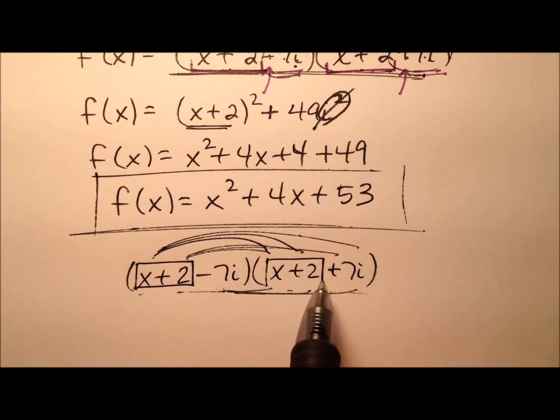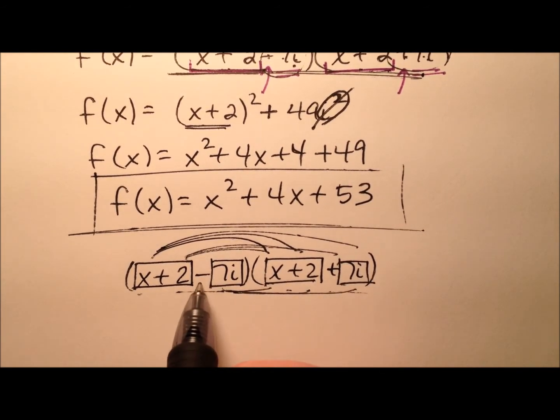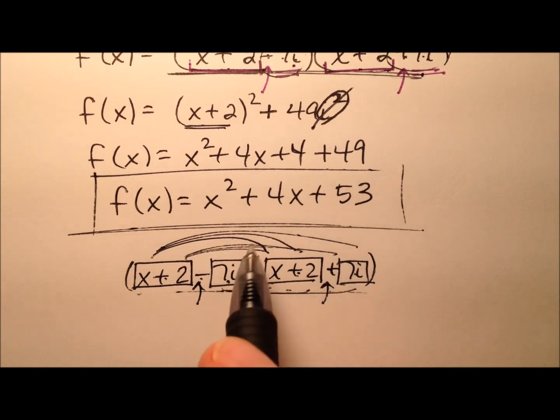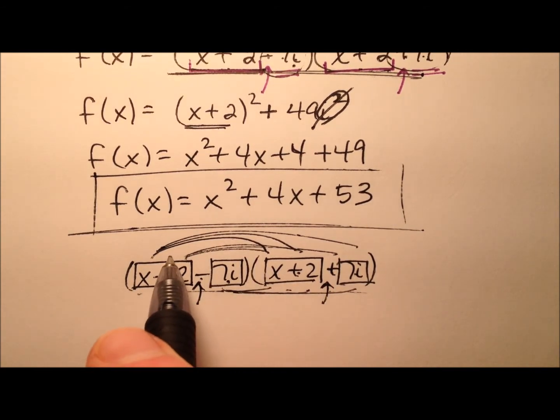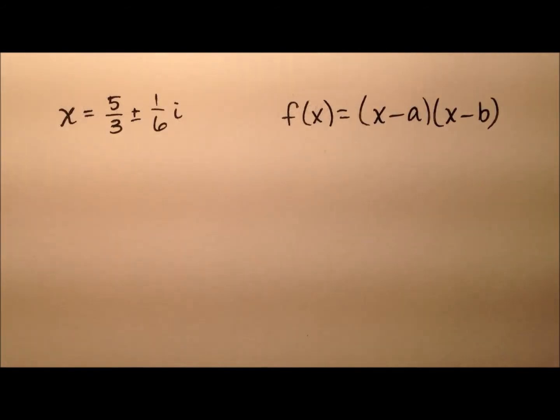So x plus 2, and then 7i, and then of course 1 was minus, 1 was plus, and that's kind of what we were talking about. A minus b times a plus b. And that's why we were able to not worry about a lot of these multiplications, because it was just difference of squares anyway.